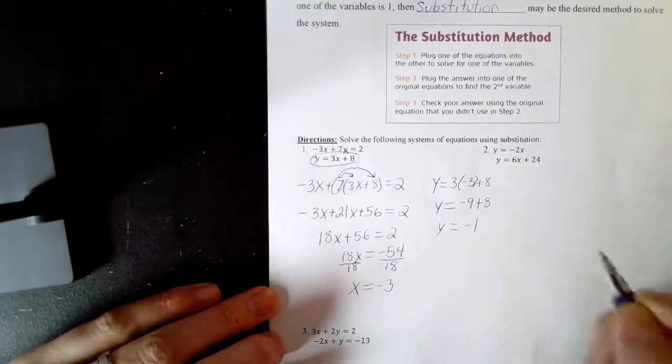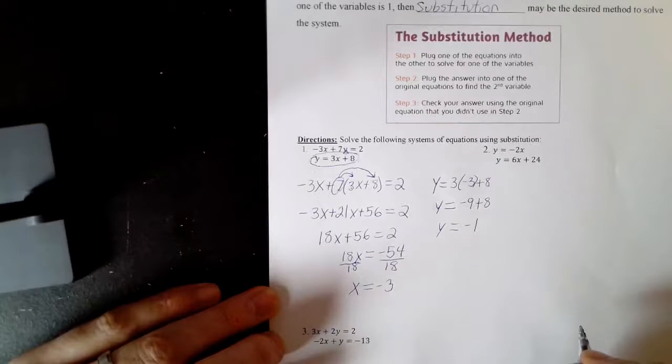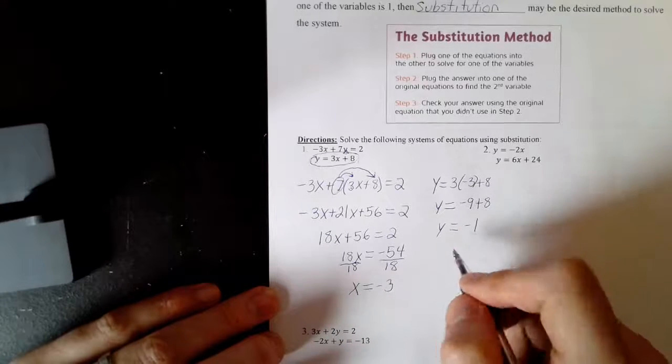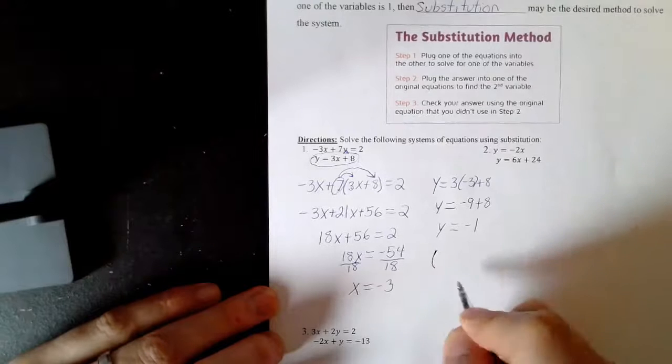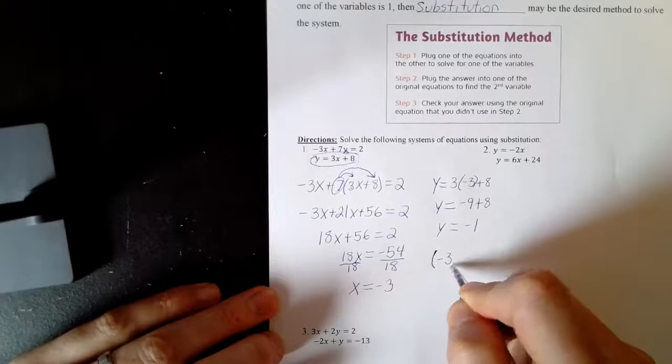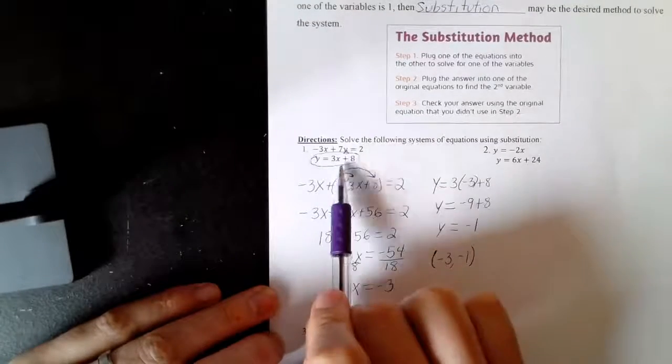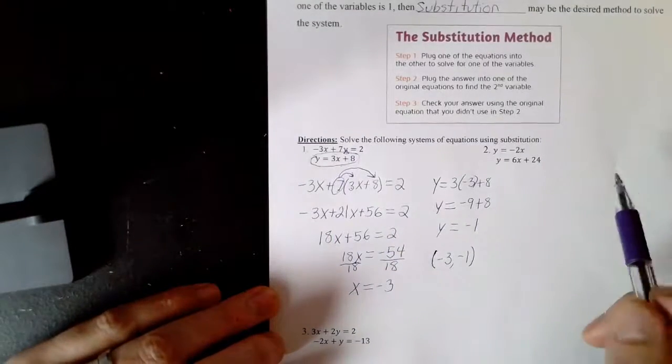Now remember, when you're solving a system of equations, you're trying to find the point of intersection on the graph. So once we solve for both variables, we're going to write our solution as a point. So negative 3 comma negative 1 would be the point of intersection where these two linear functions would meet. Okay, let's take a look at number 2.